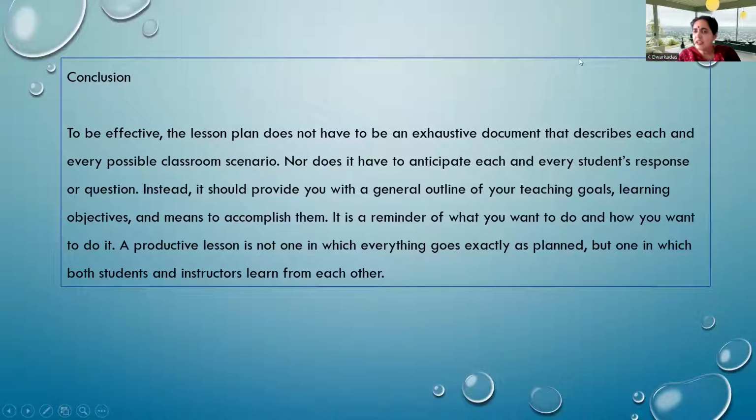So your lesson plan need not be some exhaustive plan, and every possible classroom scenario need not be described in it. Nor does it need to anticipate 40 responses of the 40 students. It should provide a general outline of what your teaching goals are, what your learning objectives are, and how you plan to accomplish them. It is a reminder of what you want to do, how you want to do. A productive lesson is not one in which everything goes exactly as planned, but one in which both the student and the teacher learn from each other.